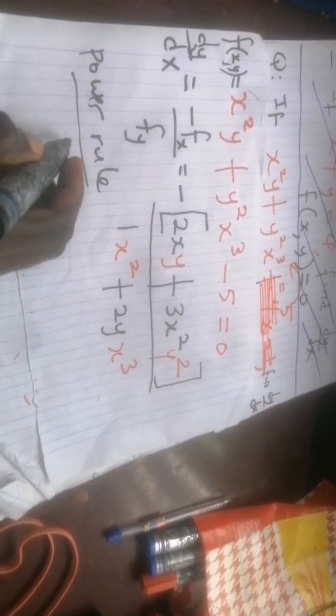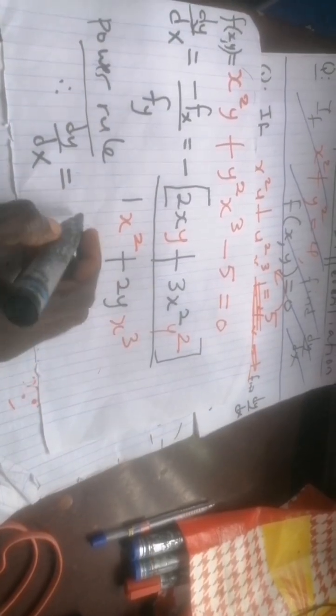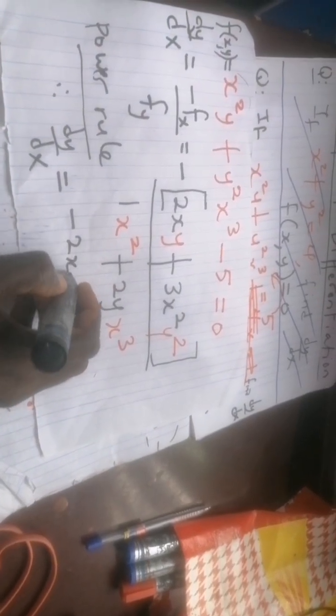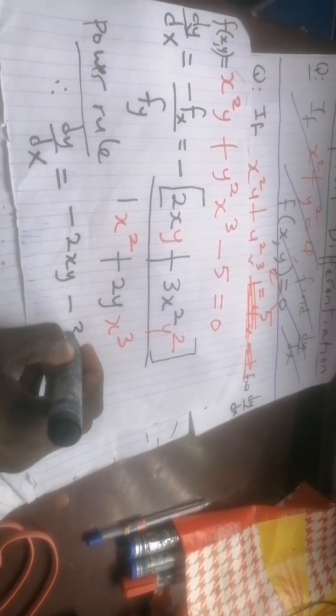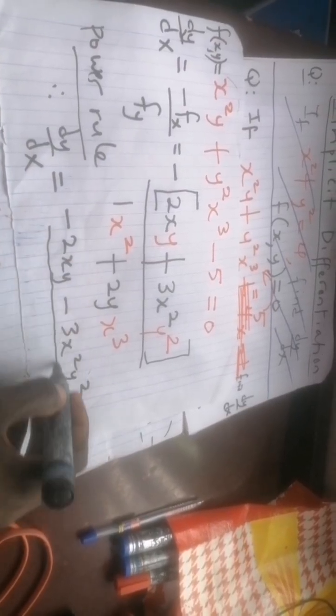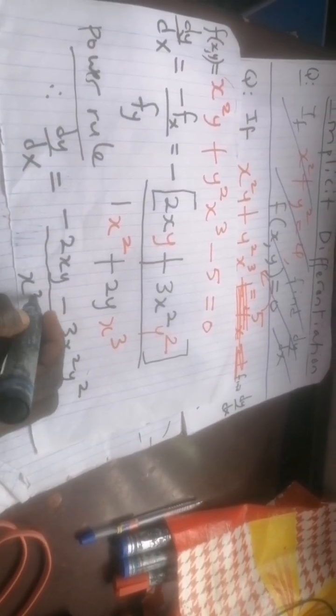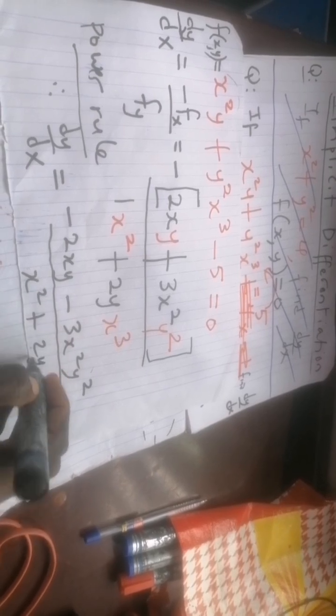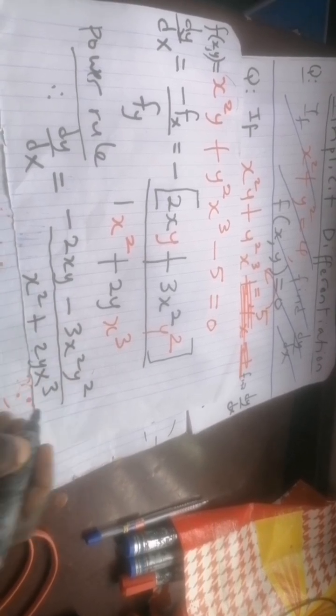And that's it. So the final answer now, we'll say dy/dx is equal to, you can open the bracket if you want, minus (2xy plus 3x squared y squared) all over (x squared plus 2yx cubed). And that's the final answer. That's all. If you have any question, you're free to ask, okay?